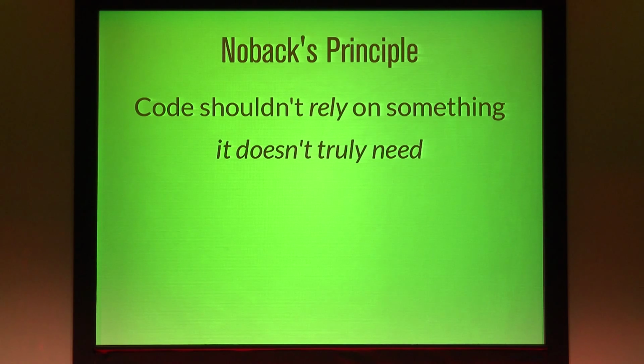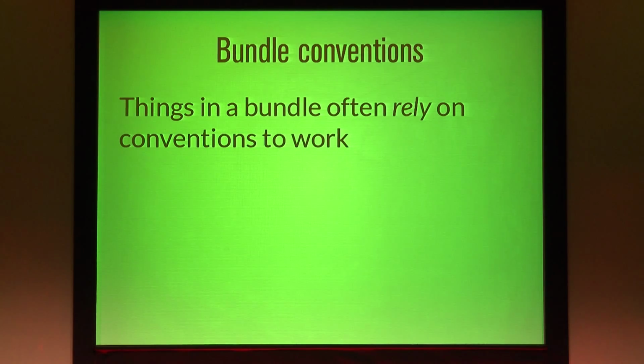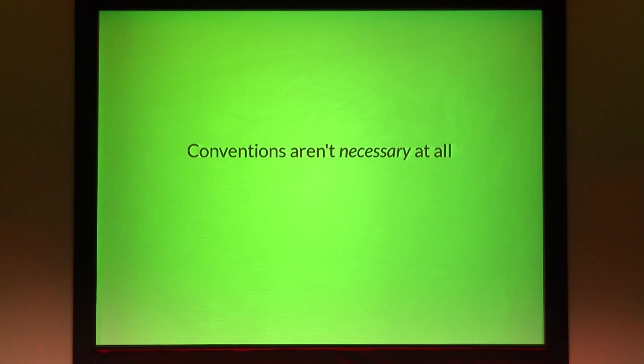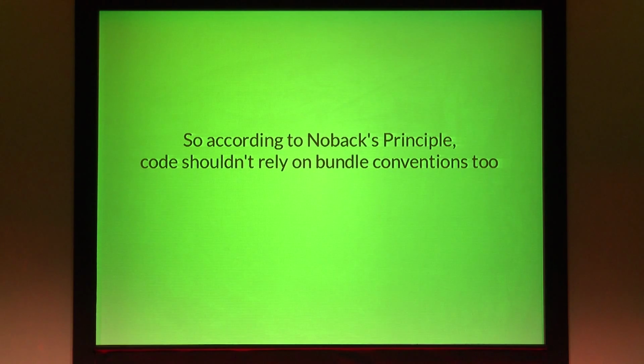So this is Noback's principle, as I coined it. Code shouldn't rely on something it doesn't truly need. But there are really many things that code can rely on which it doesn't truly need, like bundle conventions. Things in a bundle often rely on conventions to work. They need to be in a particular place. They need to have some kind of name to be able to load or to even be found. But at the same time, conventions aren't really necessary at all. You know that conventions are just there for convenience, right? So according to my own principle, code shouldn't rely on bundle conventions either.